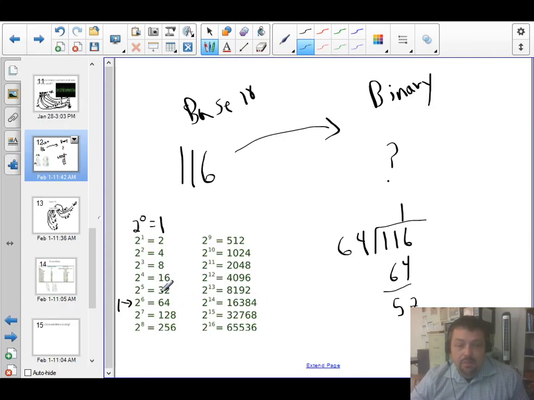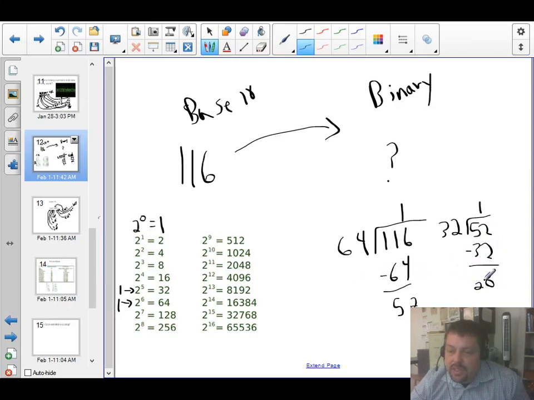And then what's the next biggest value that goes into it? Well, that's 32. It goes into 52 also one time. So we're going to put a 1 here in the 2 to the 5th column. And I'll show you how to do that at the end. So we're subtracting away 32 in this case. And that's going to leave us with 20. And then we're also going to have a 1 here because 16 goes into 20. So 16 goes into 20 once, and 4 is left over.